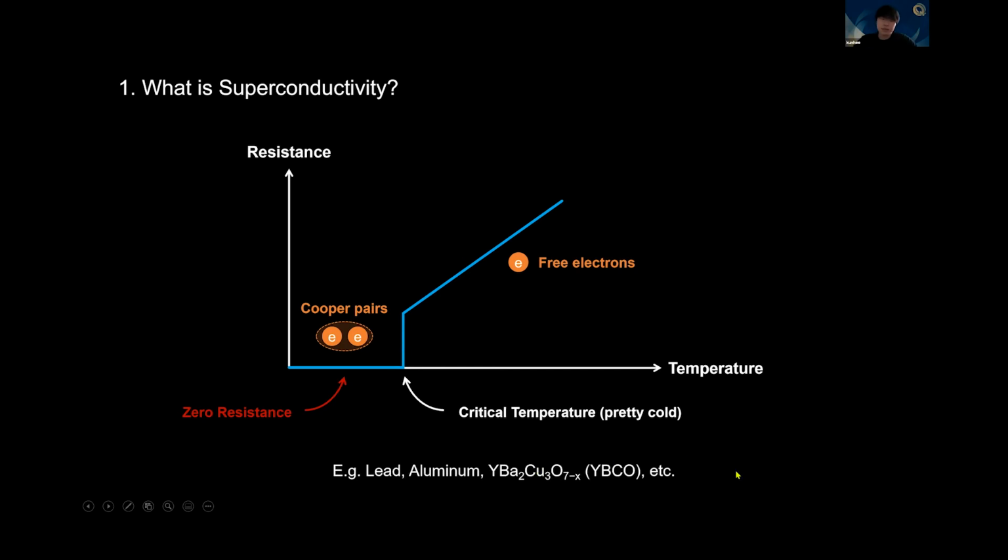Some examples of superconductors are lead or aluminum, as I explained, and this monstrosity, yttrium barium copper oxide, commonly known as YBCO. So this is a different type of superconductor, which will be used in the demonstration later, and I'll explain more later on.